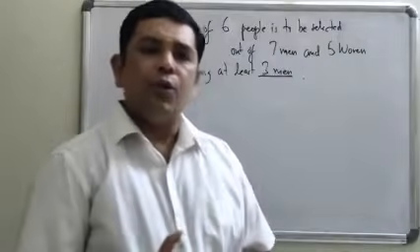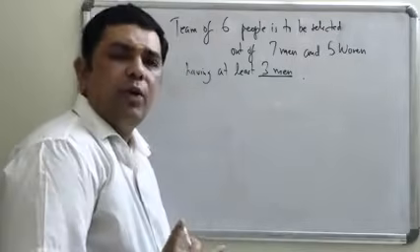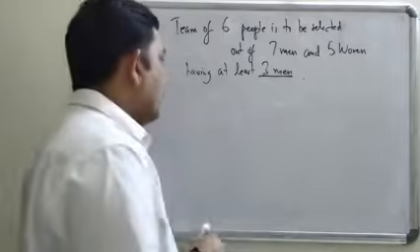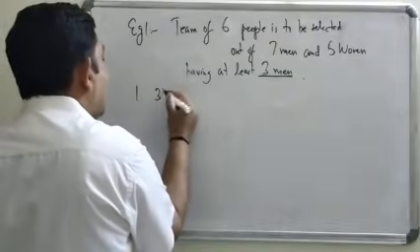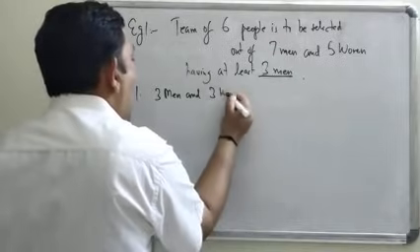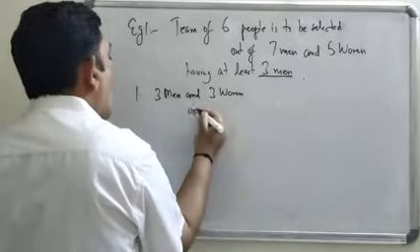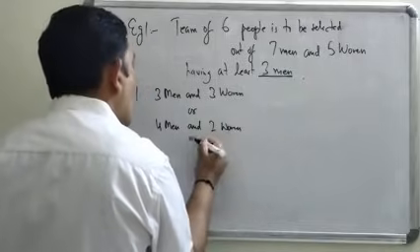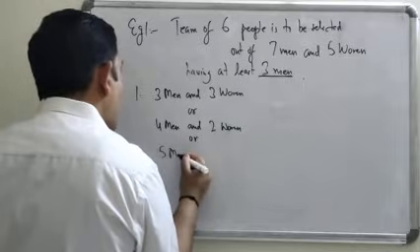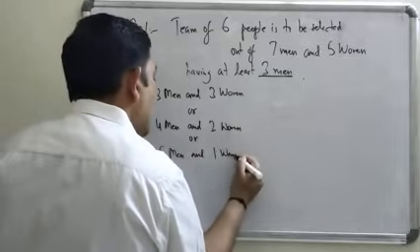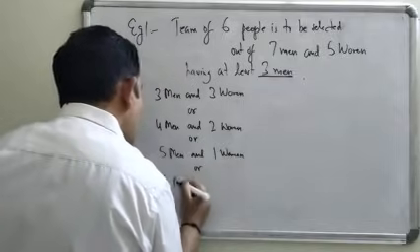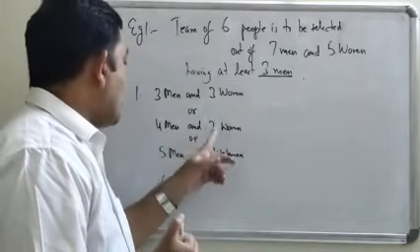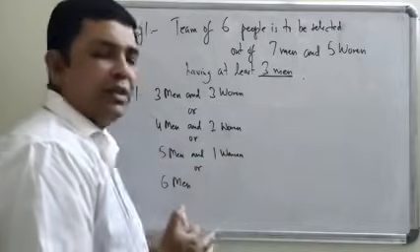Now what I am trying to tell you is that a question like this can be approached in 2 ways. The first way is, we can say that the team can have 3 men and 3 women, or 4 men and 2 women, or 5 men and 1 woman, or all 6 men.